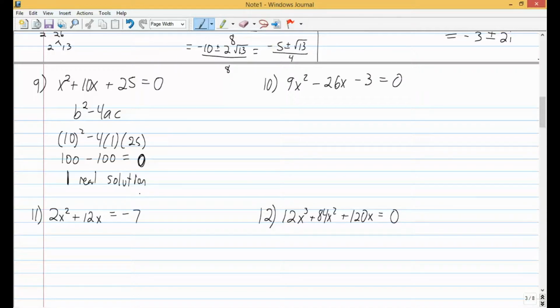If you get a positive number, that means two unequal real solutions. If you get a negative number, that means no real solutions or two imaginary solutions. If you get 0, that means one real solution.